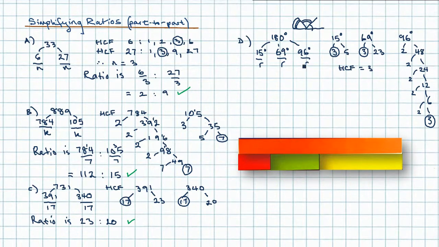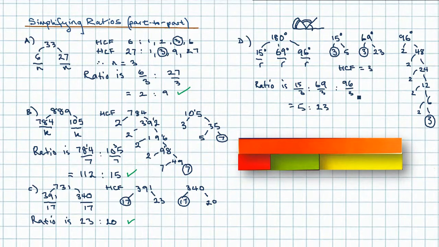Okay, HCF equals 3, so R equals 3. So now we've got our ratio: 15 divided by 3 to 69 divided by 3 to 96 divided by 3, which equals... 15 divided by 3 is 5. 69 divided by 3, well, we've already done that, that's 23.